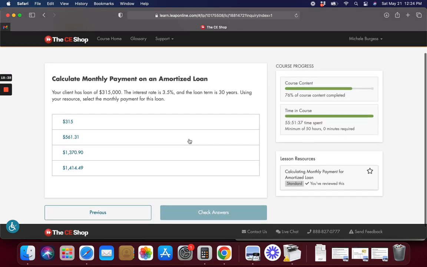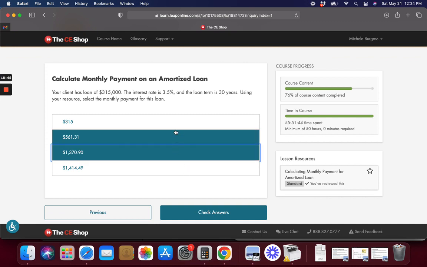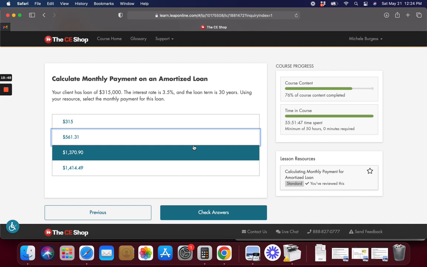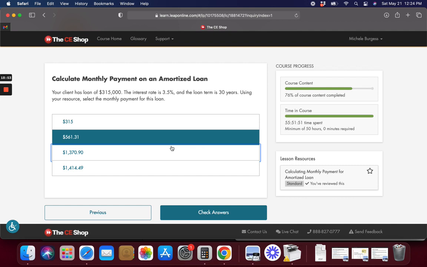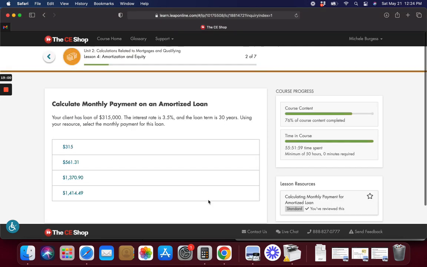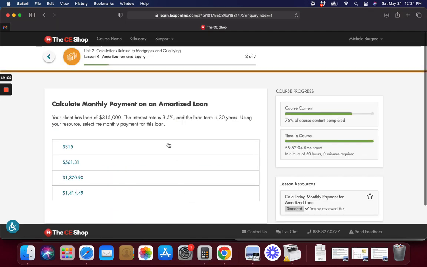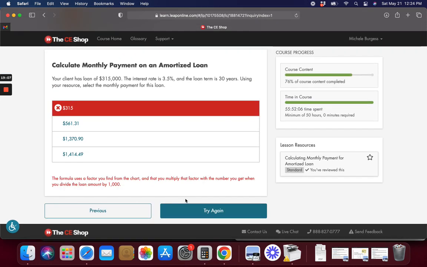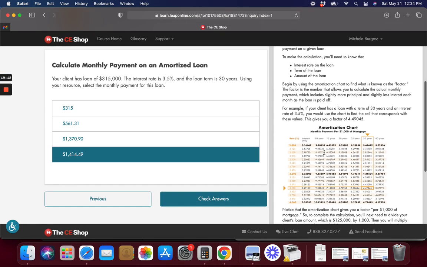All right, 315 at 3.5 for 30 years. Select the monthly payment. Okay, are we including taxes and interest? It doesn't say if they are included. Okay. From the chart, amortization, try again. Oh, from 1,000. Okay, so it would be 315, right? No, apparently not. Okay, let's go and look at the chart. Maybe we're missing something here.